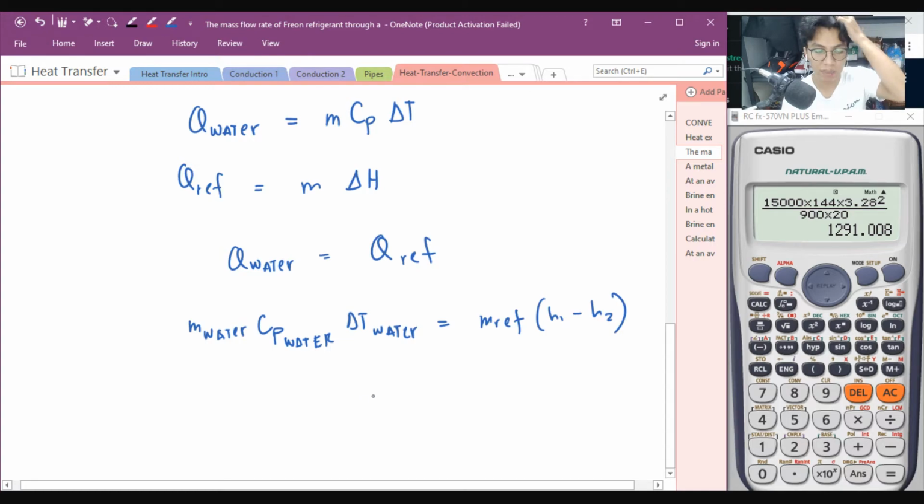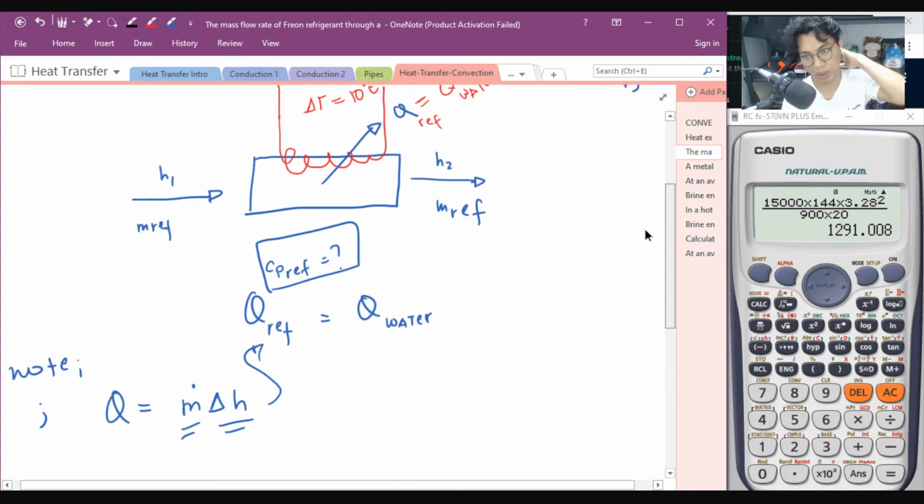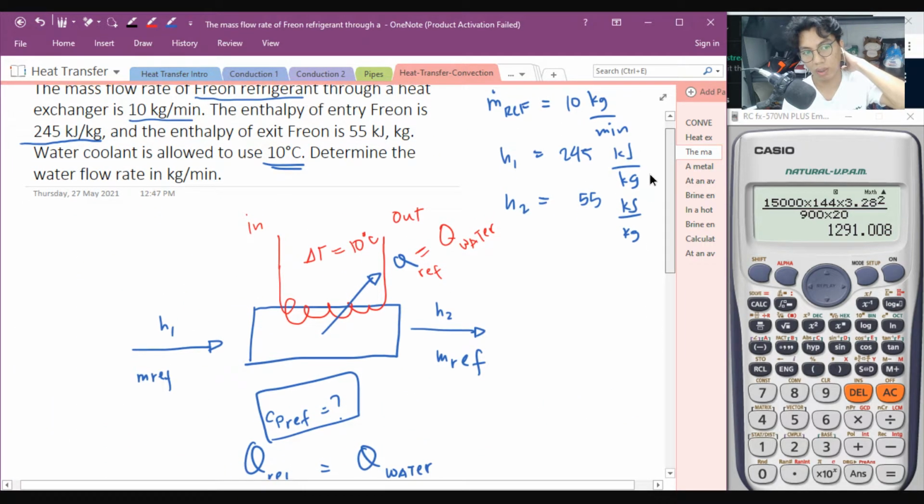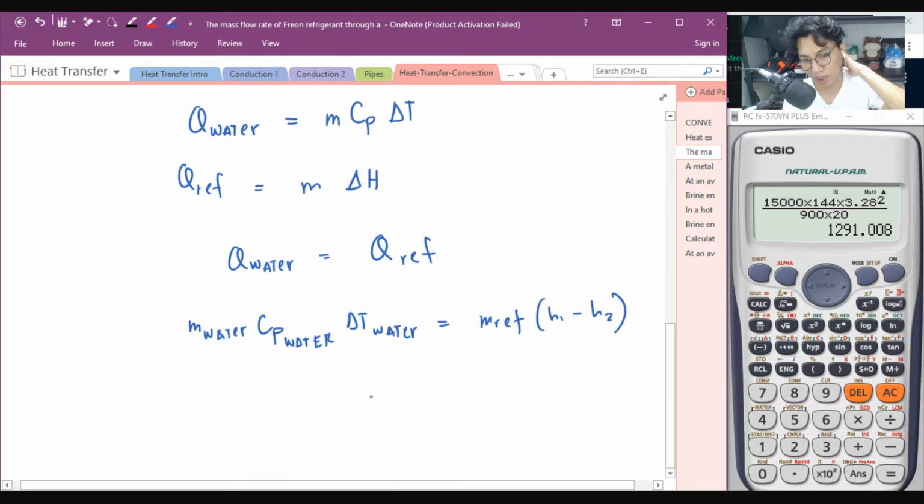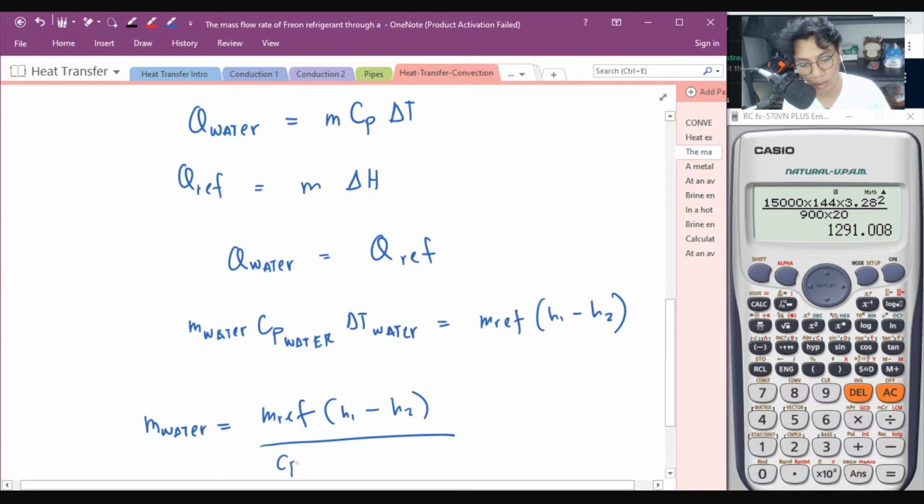So, ang hinahanap natin dito is the mass flow rate of water. Water flow rate, okay? Mass flow rate ang binigay dyan. So, M ng water equal to, ilipat na natin to dito, M ref, H1 minus H2, okay, Cp, water, tapos yung delta T, water.